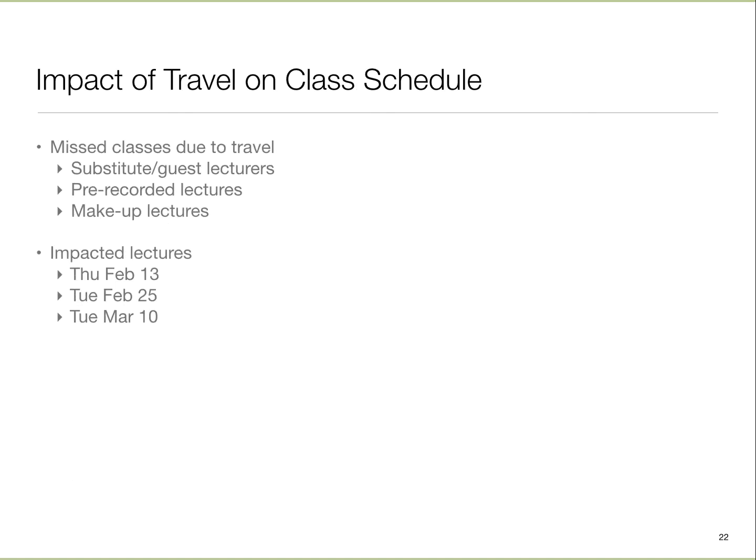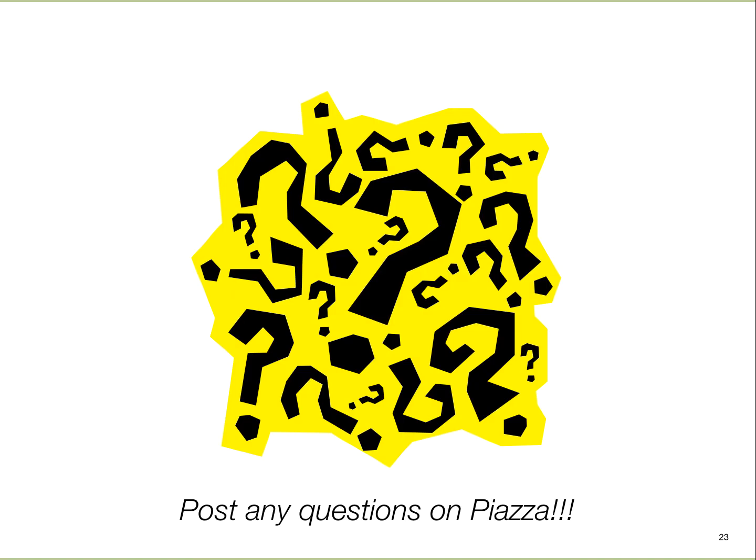Okay, final logistical issue. There are 3 dates on which the lecture is impacted due to my travel. So I'll handle it through some combination of these things, yet to be announced: some substitute or guest lecture, or a pre-recorded lecture, or we may arrange for a makeup lecture depending on how it goes. Okay, so that's where we are. Any questions about any logistical aspect?